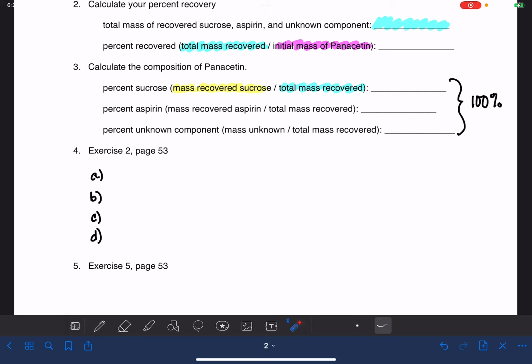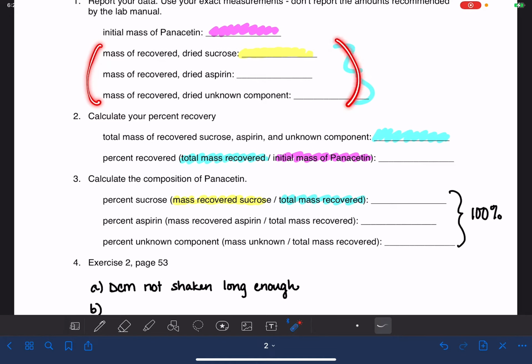So for example, Scenario A says, after adding dichloromethane, you didn't stir or shake long enough. I'm just going to abbreviate this: dichloromethane not shaken for long enough. And the question that it's asking us is, how will that affect the results of this experiment? Specifically, not the percentages, how will it affect the masses of recovered sucrose, aspirin, and unknown?